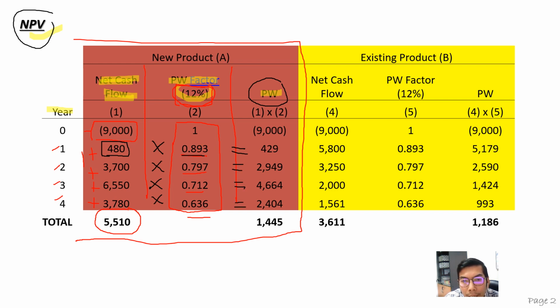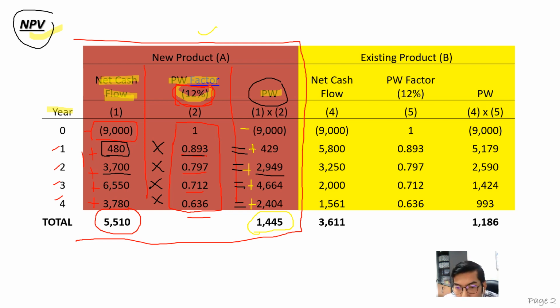So this is the value today. The value of 3,700 today is 2,949, and so on. After that, total negative 9,000 plus 429 plus 2,949 plus 4,664 plus 2,404. So you get 1,445. That's the NPV value for the new product, 1,445.